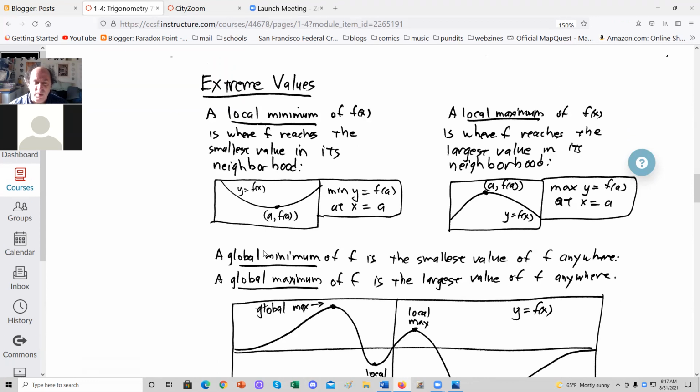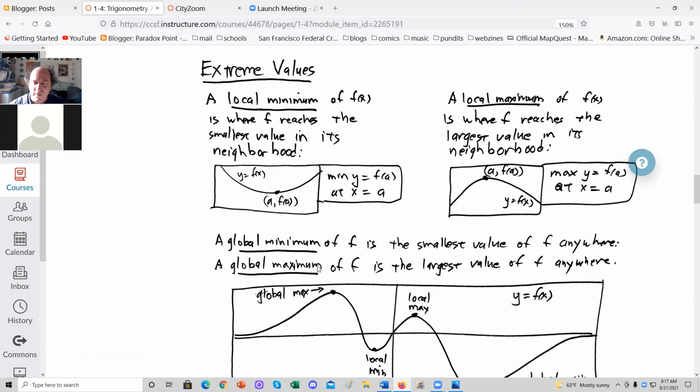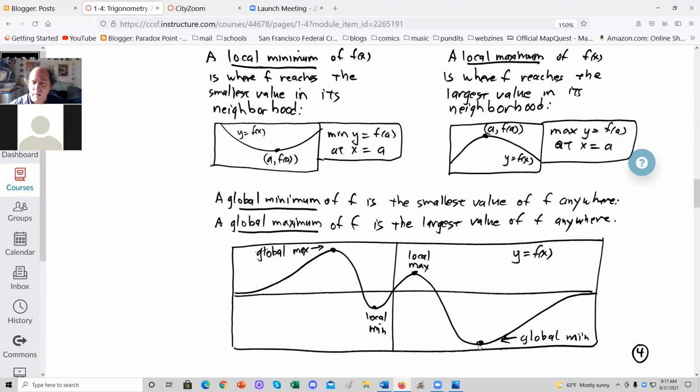There's also global minimum and global maximum. A global minimum is the smallest value of f anywhere, like here. The global maximum is the largest value of f anywhere, like here. Here's a graph which starts near 0, goes to a global max, falls down, and rounds out at a local minimum, rises up and rounds out at a local maximum, falls down to a global minimum, and then goes back to 0.